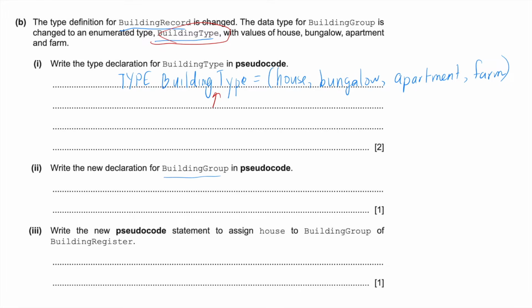And now it says write the new pseudocode statement to assign house to building group of building register. So we just have building register dot building group, and to that we're going to assign either house, bungalow, or apartment without quotes. So we'll just make it house, and that's pretty much it.